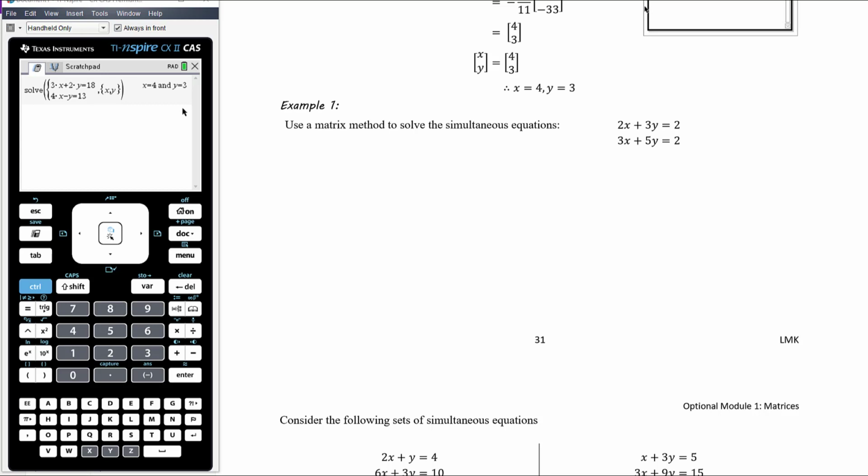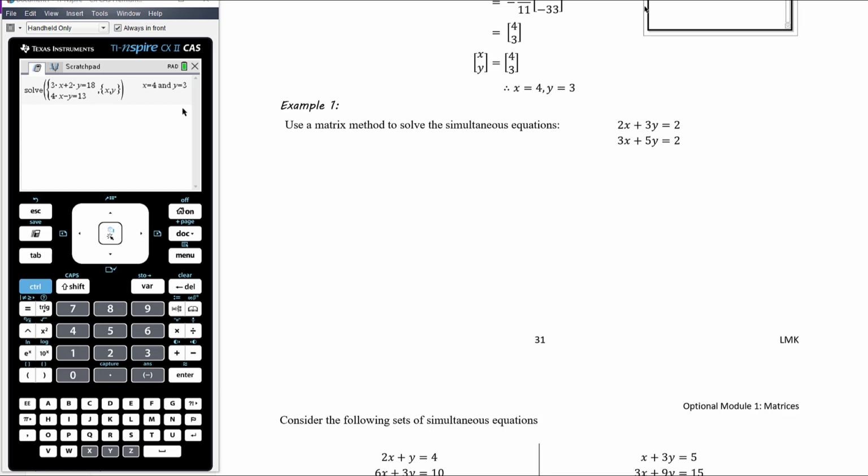So once again, this is a technique that is useful if you've got 10 equations with 10 unknowns. Set up a matrix equation, get your computer, or in our case CAS, to solve it. However, 2 equations in 2 unknowns, there are plenty of other ways we can solve those simultaneously. But for here, we want to have a look at how we use the matrix method. So use the matrix method to solve the simultaneous equation.